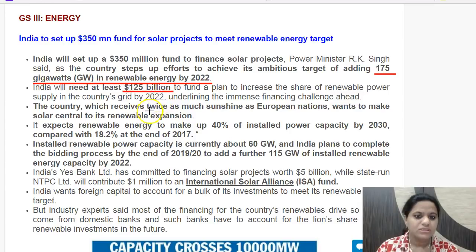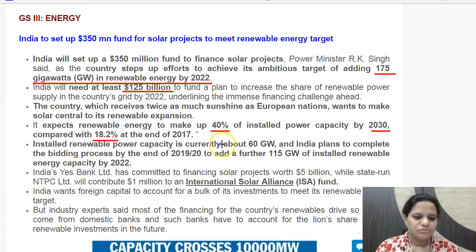So this is actually, India is emphasizing on solar energy because compared to European nations, we receive twice as much sunshine. So solar energy has been emphasized on. Renewable energy presently makes up 18.2% of the total power generation of the installed power capacity. We want to extend it to up to 40% by 2030.